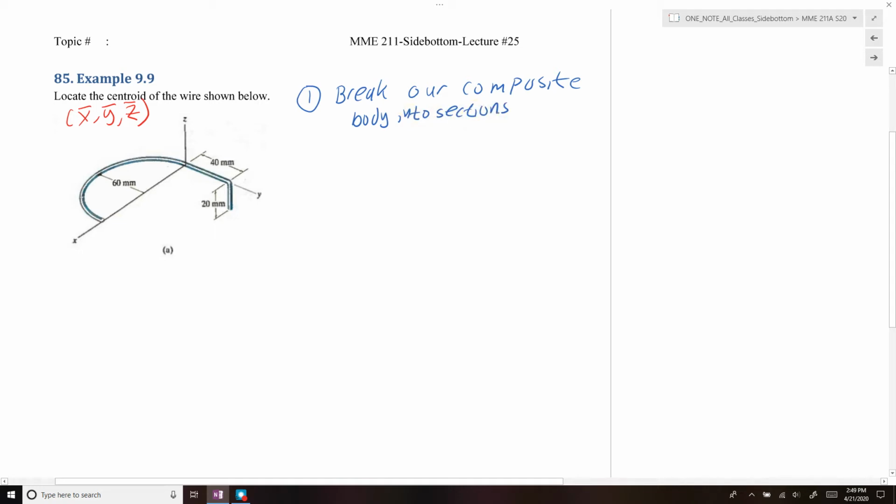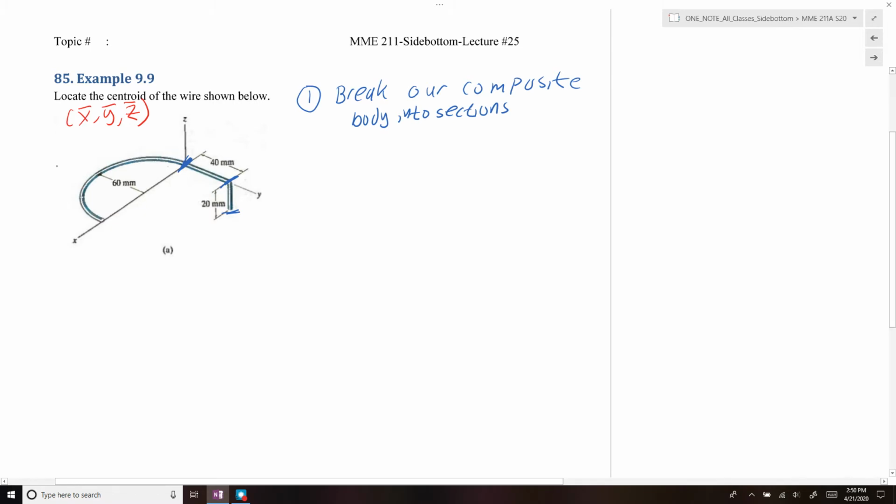Alright. So looking at this composite body, I see we have a curved section that lies in the XY plane. We have a straight section that's 40 millimeters in length that lies along the y-axis. And then we have an additional section of 20 millimeters that goes along the negative z-axis.